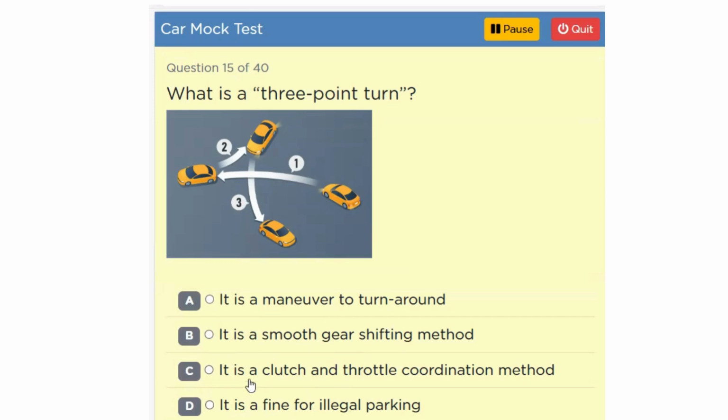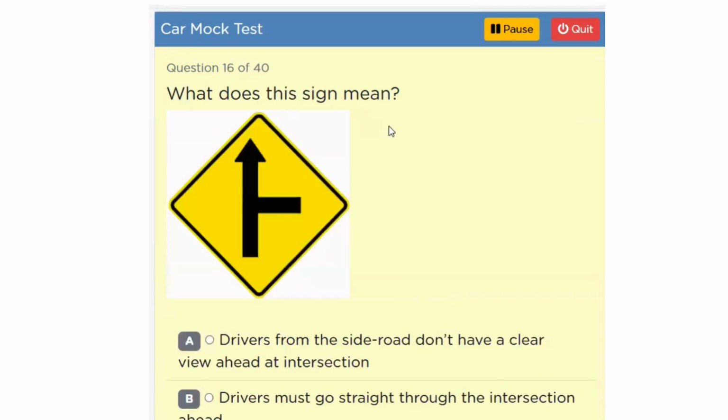It's not D. It might be this or this, A or B. I don't know. It's a tie. 3-point turn. Let's do this. What does this sign mean?